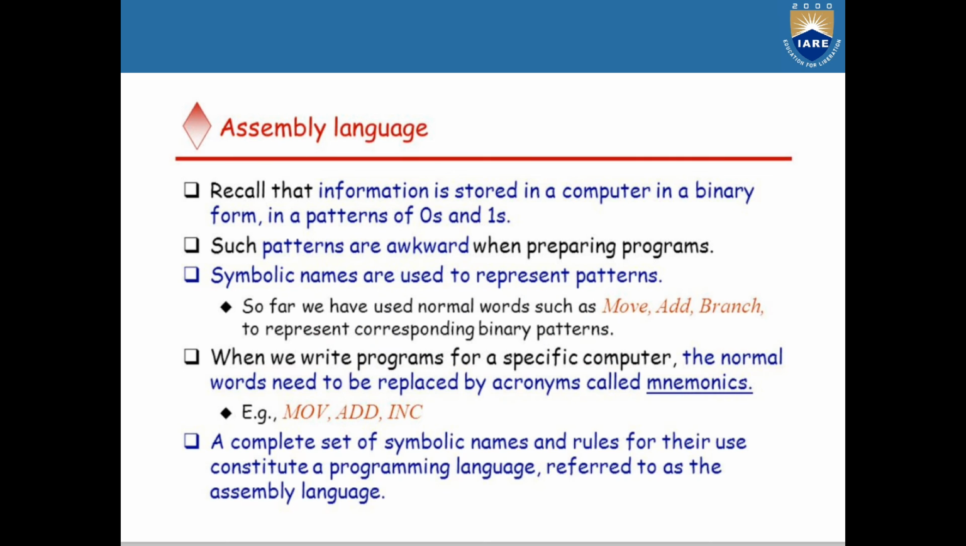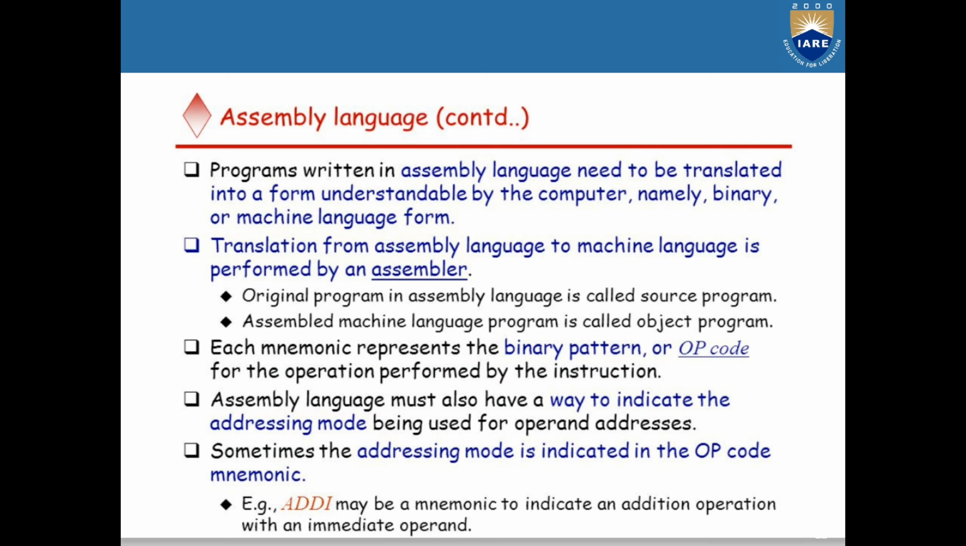Assembly language. Recall that information stored in a computer is in binary form, in patterns of zeros and ones. Such patterns are awkward when preparing programs. Symbolic names are used to represent the patterns. When we write programs for a specific computer, the normal words need to be replaced by acronyms called mnemonics. Examples: move, add, increment. A complete set of symbolic names and rules for their use constitutes a programming language referred to as assembly language.